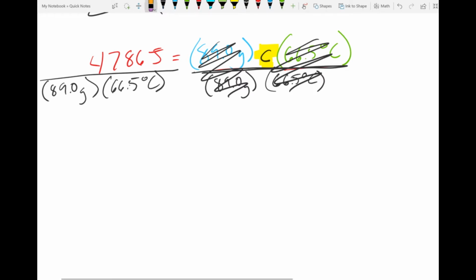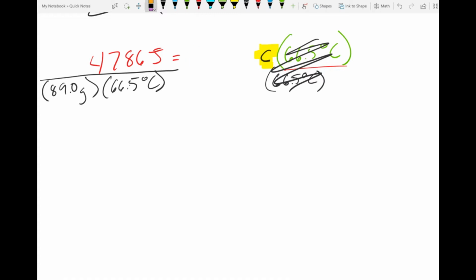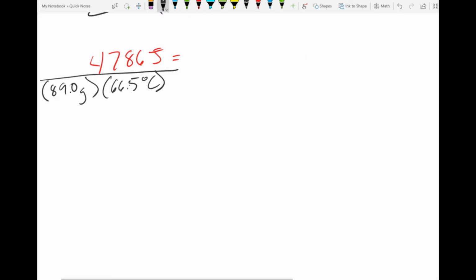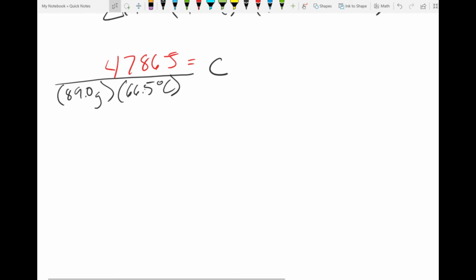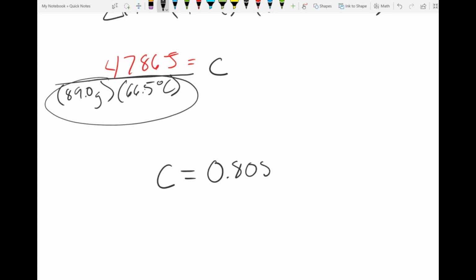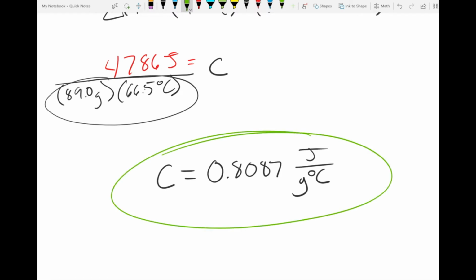And what you're going to find out really is that once you do this, this is the math that you're going to need to do to find the specific heat of what it is that you want. So let me rewrite this just to make it a little bit cleaner. So C is going to be equal to 4,786 joules divided by 89.0 grams times 66.5. So this obviously again has to be done together in your calculator. And then you're going to find out that your specific heat for this material is going to be equal to 0.8087 joules per gram degrees Celsius, because again those are the units of specific heat. So here you have your final answer if you're trying to find specific heat.